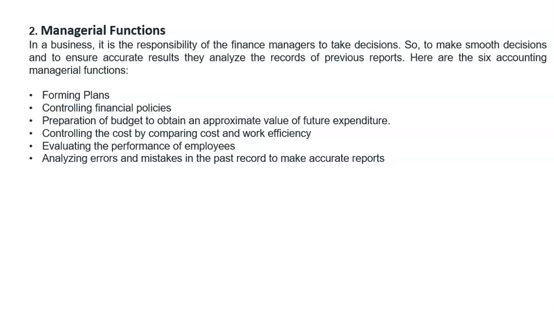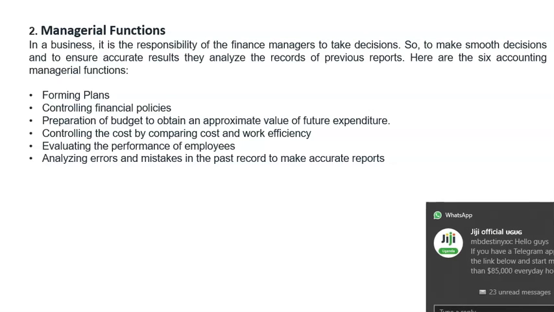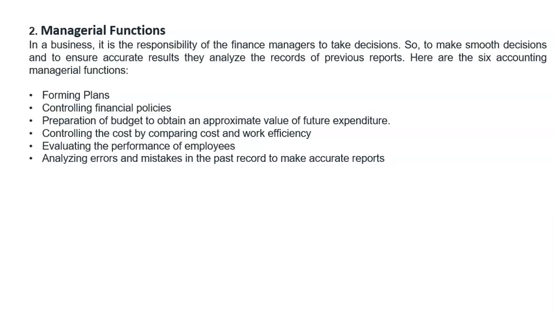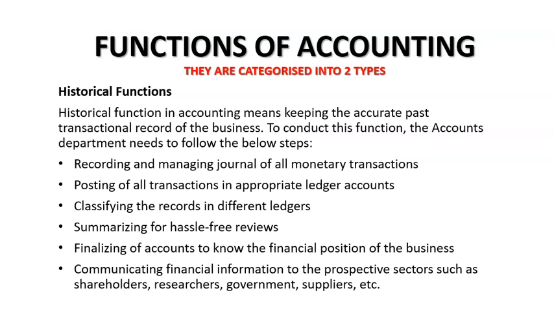And as I said at the beginning, a question might come, like, state the two categories of functions of accounting. There are two: managerial, and financial and historical functions. So then under each, historical functions and managerial functions, that's why you break them down. Yeah, so basically those are the functions. There are quite many, but these are the major functions of accounting.